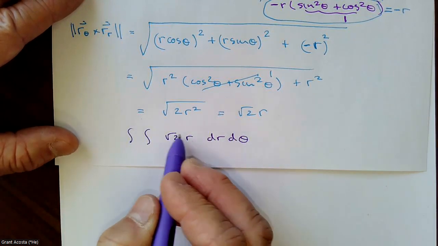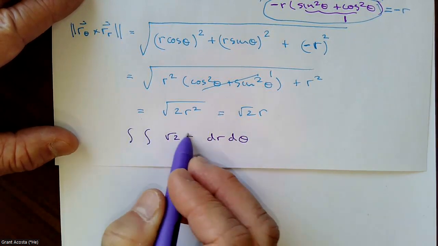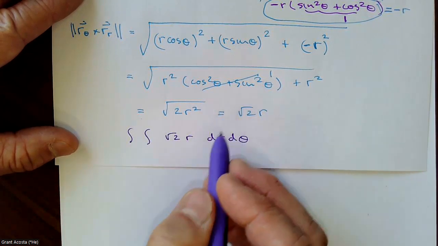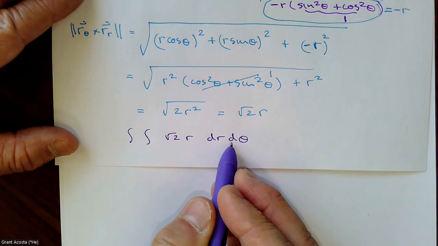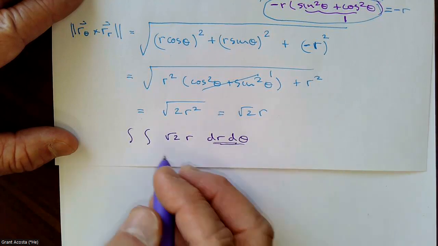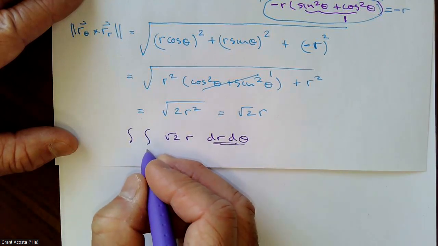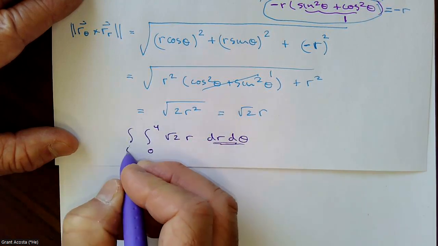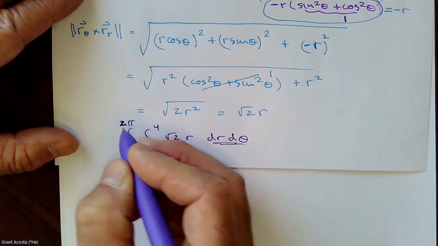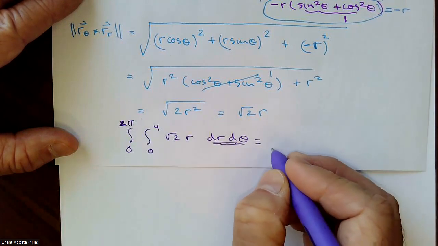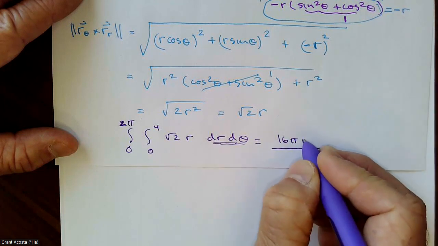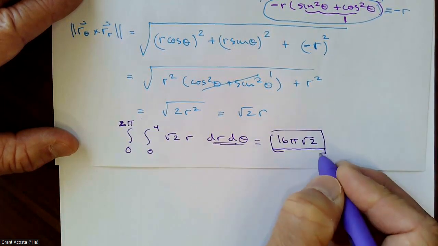Keep in mind that's not polar. I'm not doing r dr d theta. That root 2 r was the value of my cross product, right? So it's not like that's my polar. This is just by itself here. R goes from 0 to 4, and theta goes from 0 to 2 pi. Try this on your own, and you should get the answer of 16 pi root 2.